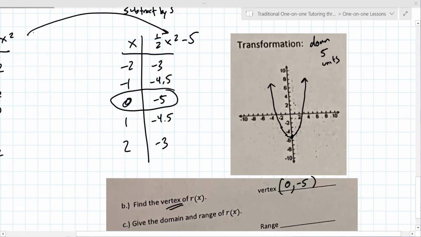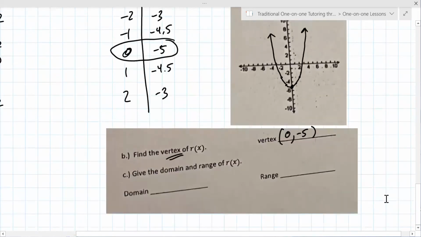What is the domain for all of these functions? Okay. So the domain is all real numbers. All real numbers. Yeah, the range is y, and because it opens up, it's greater than or equal to whatever the y value is of the vertex. So in this case, it's y greater than or equal to -5.